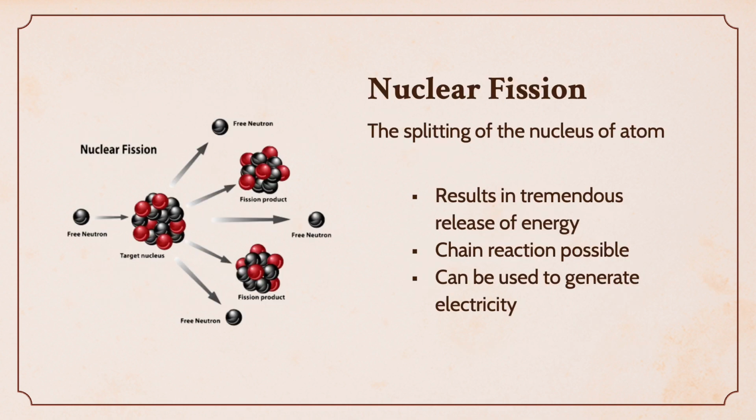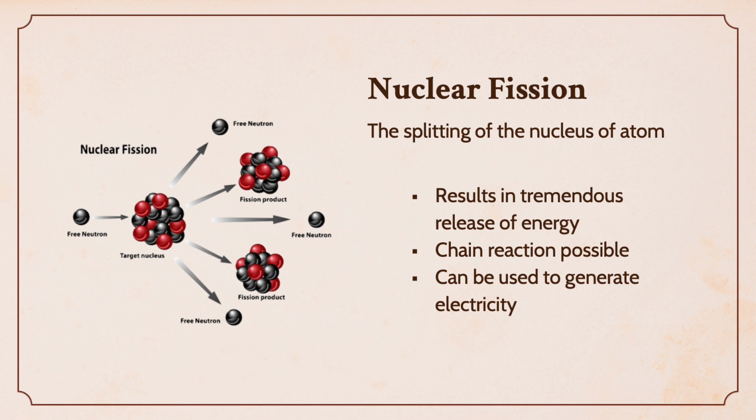Nuclear fission is the process of splitting the nucleus of an atom. It results in the tremendous release of energy. Scientists realized that it was possible to take the reaction of the splitting of one uranium nucleus and create a chain reaction, or induce fission in other uranium nuclei. This is what made atomic bombs possible.